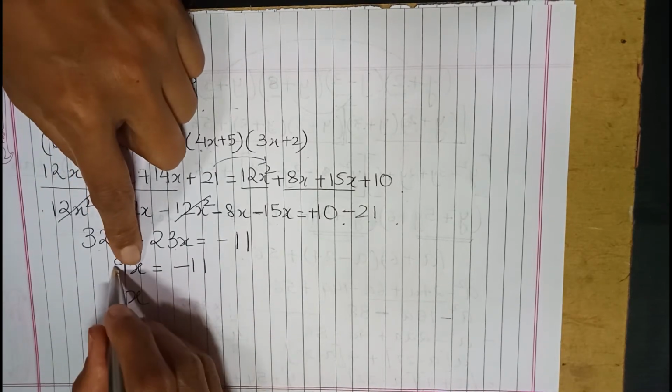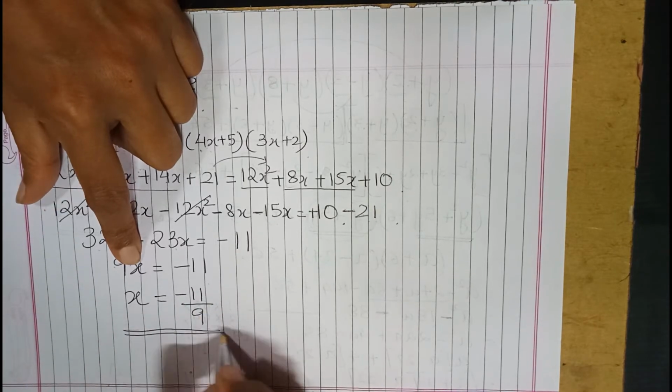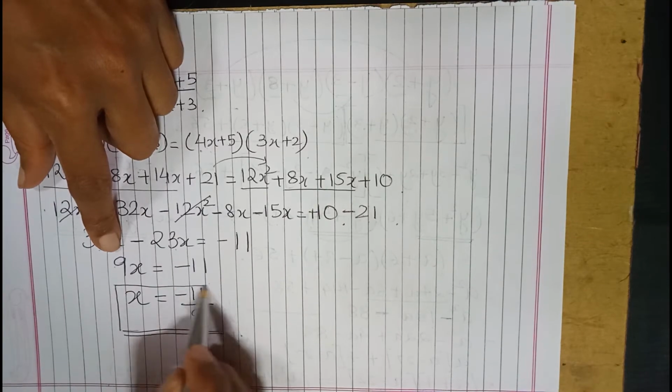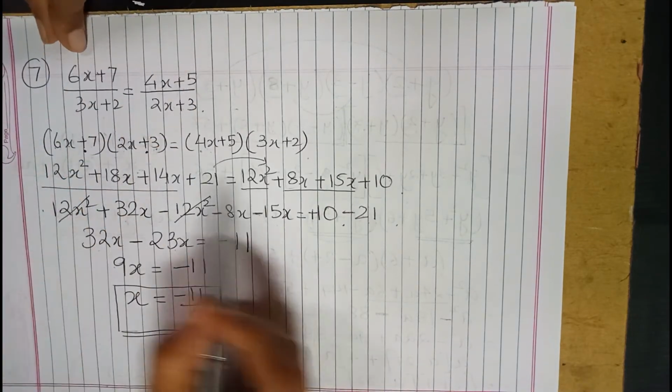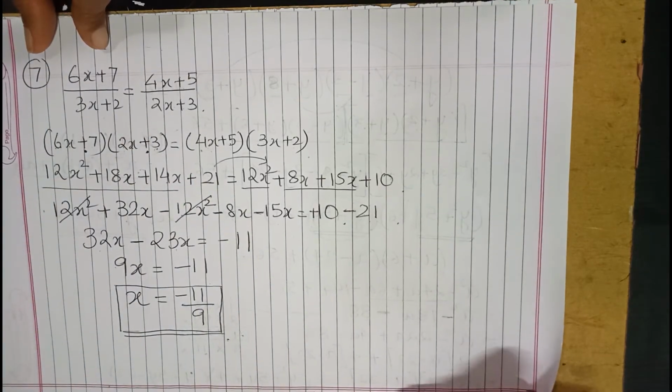So how do you get the value of x? By taking the 9 down. So this is how you get the answer. It is not necessary that every time you will get an integer. You can even get a fraction as an answer. So this is how you solve the linear equation. Even if fractions are given, you can cross multiply and make them into simpler equations.